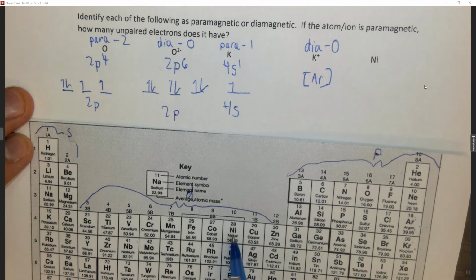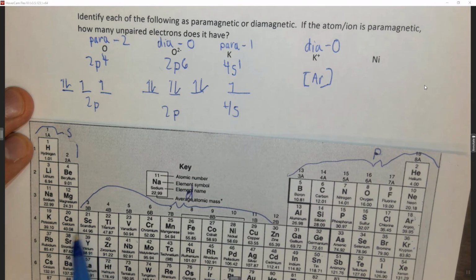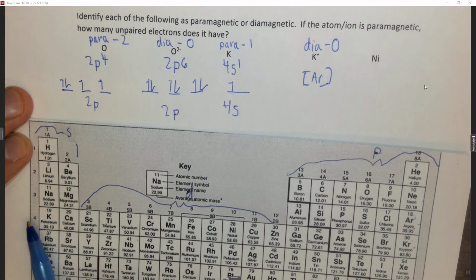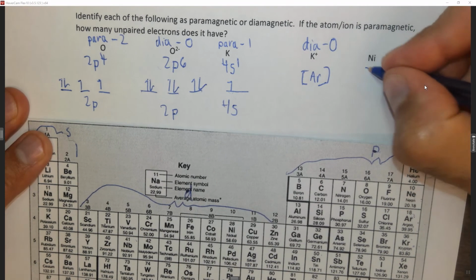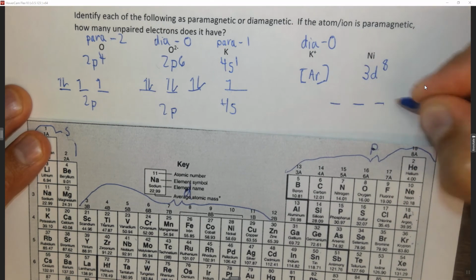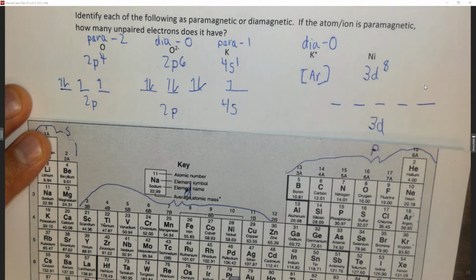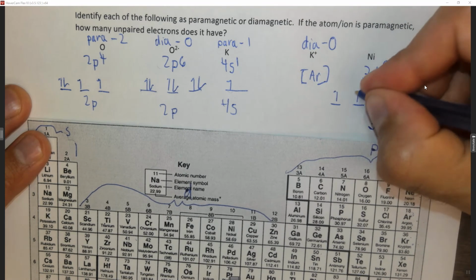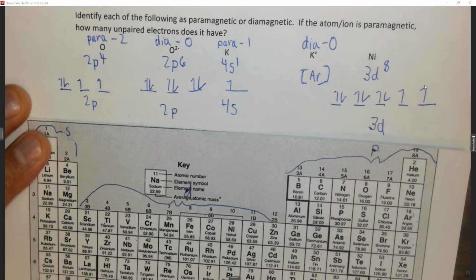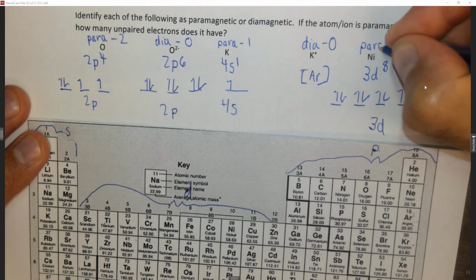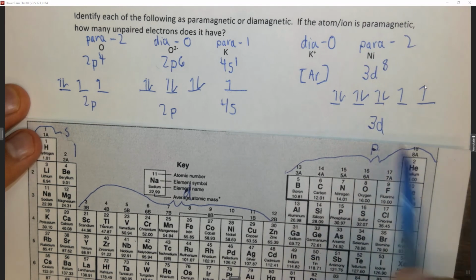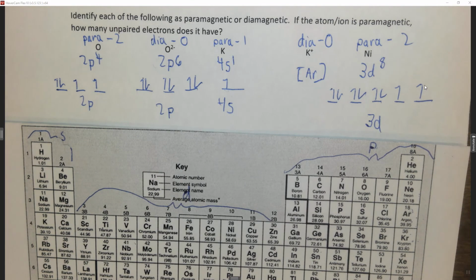Let's look at nickel. Nickel is right here. So the last orbital for nickel is the 3d: 1, 2, 3, 4, 5, 6, 7, 8. Remember, the d is one less. It's not the 4d, it's the 3d. So this is 3d8. How many d orbitals are there? Well, there's 5 d orbitals. So this is our 3d. We're going to put 8 electrons in there: 1, 2, 3, 4, 5, 6, 7, 8. So this is paramagnetic because it has at least 1 unpaired electron, and it specifically has 2 unpaired electrons, like so.